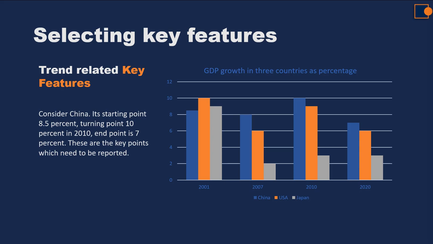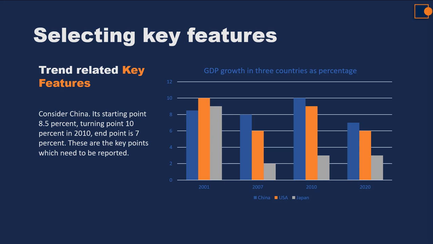So first, we're going to look through trend-related key features. And if you don't know what a trend is, I have already explained that a trend is the change over a period of time. So now we are going to look at how to select the most important features which are relevant to the trends. So now let's have a look at China only.